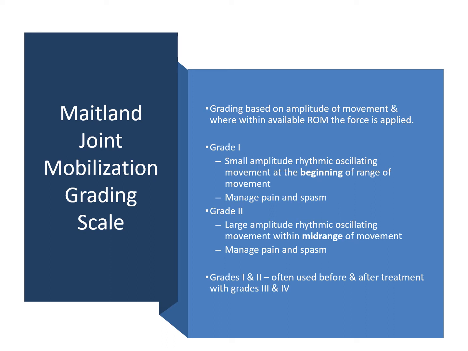Now, grade 1 and grade 2, when you're giving a joint mobilization, you can give to reduce pain. You can start your treatment by giving grade 1 and grade 2, and then you can end your treatment by giving grade 3 and grade 4. Grade 3 and grade 4 are given if you want to increase the range of motion only, if you want to reduce the stiffness of the joint. Grade 1 and grade 2 are given only if you want to reduce the pain.